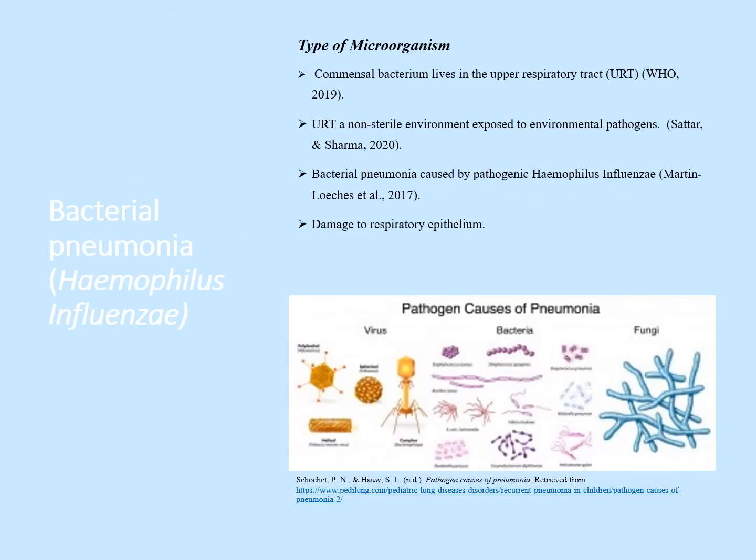Bacterial pneumonia, an infection of the lungs that is caused by the bacterium that resides in the upper respiratory tract, a non-sterile environment that is continually exposed to the environmental pathogens. One of the common causes of bacterial pneumonia is the pathogenic Haemophilus influenzae. This causes damage to the respiratory epithelium and the mucociliary dysfunction, which leads to the loss of barrier function and invasion of bacteria.